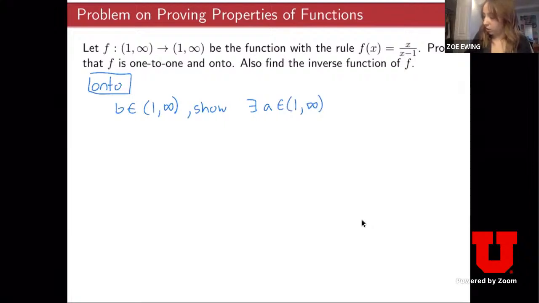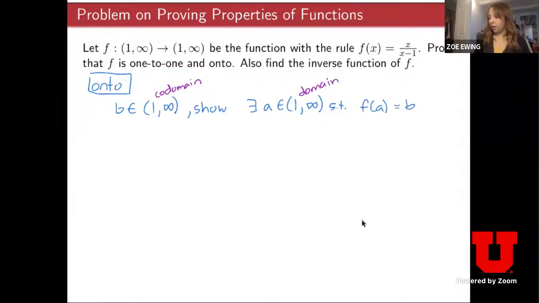I'm going to make a quick note right here. This is the codomain, and this is the domain. That's important to keep clear in these proofs because the codomain and the domain are not always the same. So we let some element be in the domain such that f of a equals b. So in this case, we would have b equals a over a minus 1.